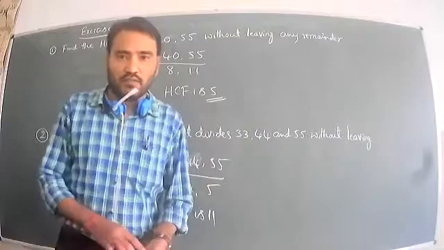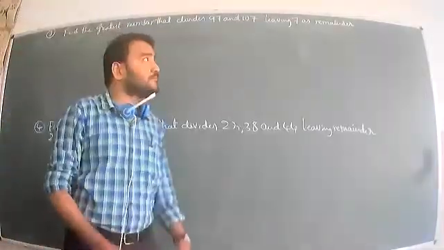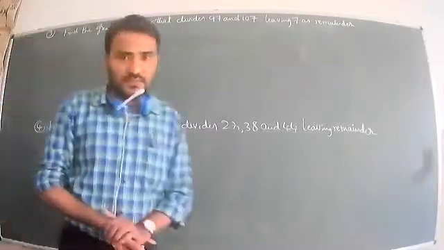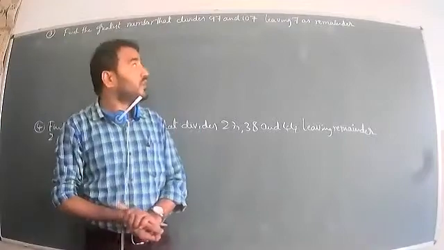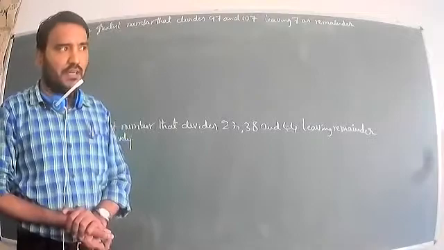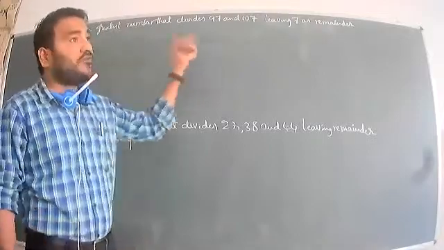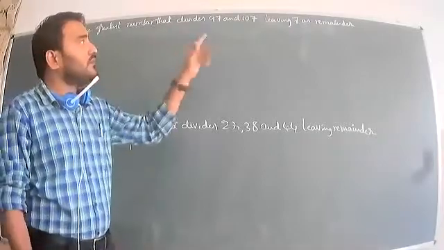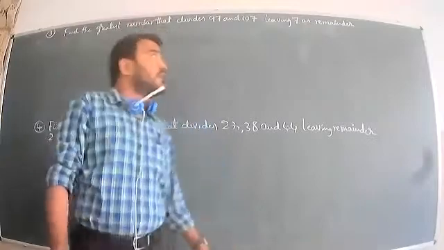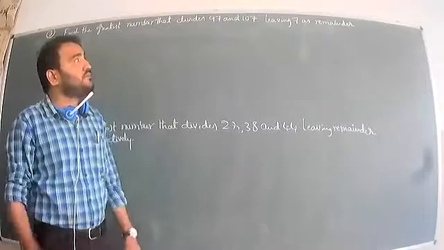Okay, now I will go for the third one. Look at that. Find the greatest number that divides 97 and 107 leaving a remainder. Find the greatest number that divides these two numbers, but 7 is the remainder. Which is the number? These numbers are 97 and 107.